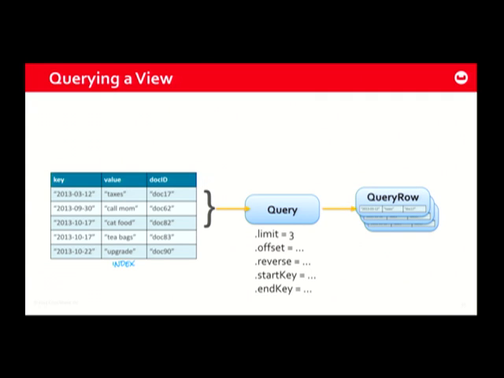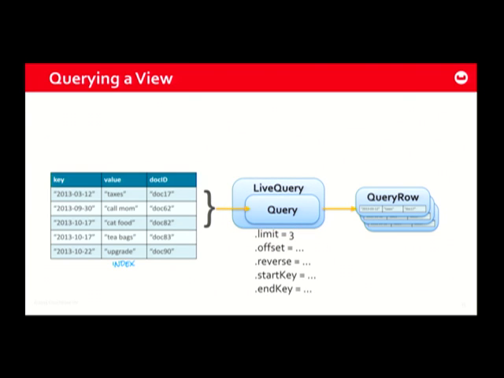And the output from when you run the query is going to be an array of query rows, where each query row is an object that has properties like key and value and document ID, and also a document property, which will load the document back out of the database for you.